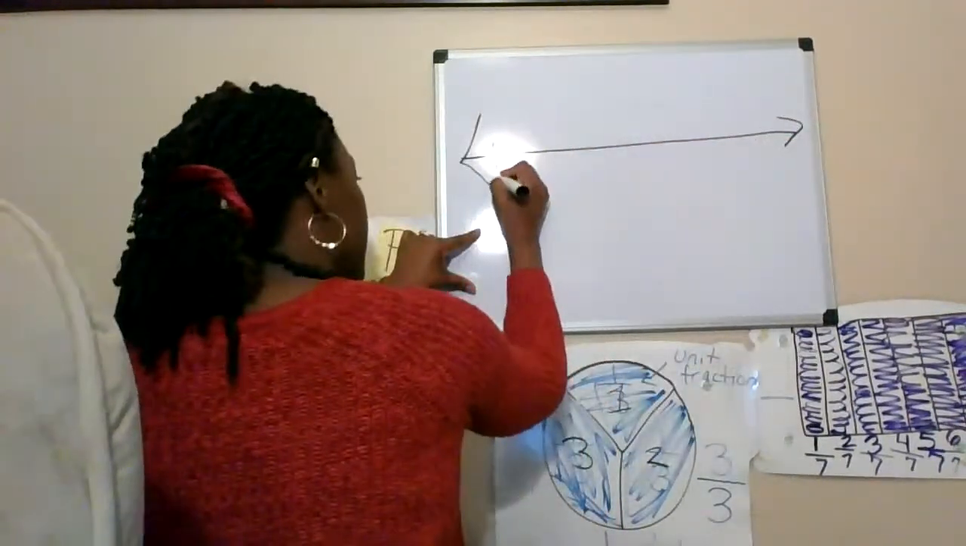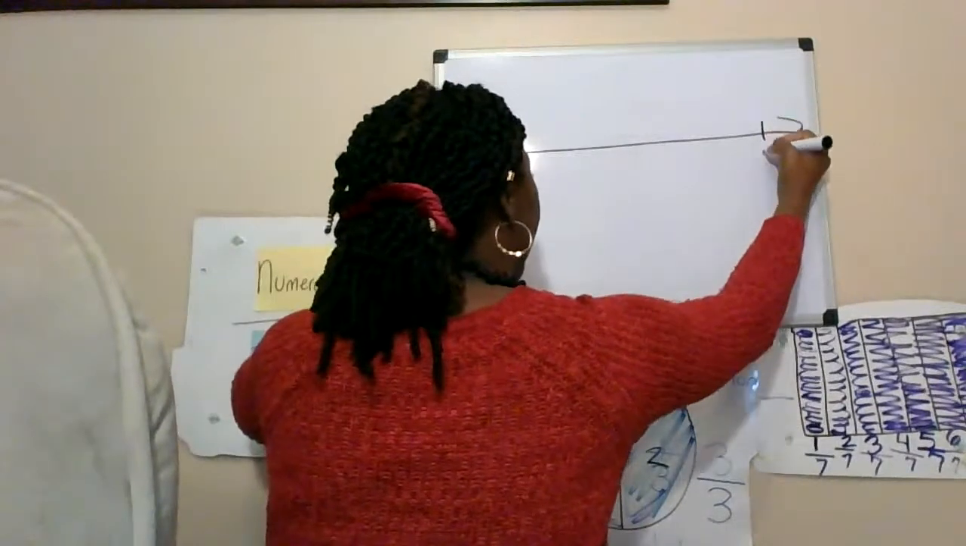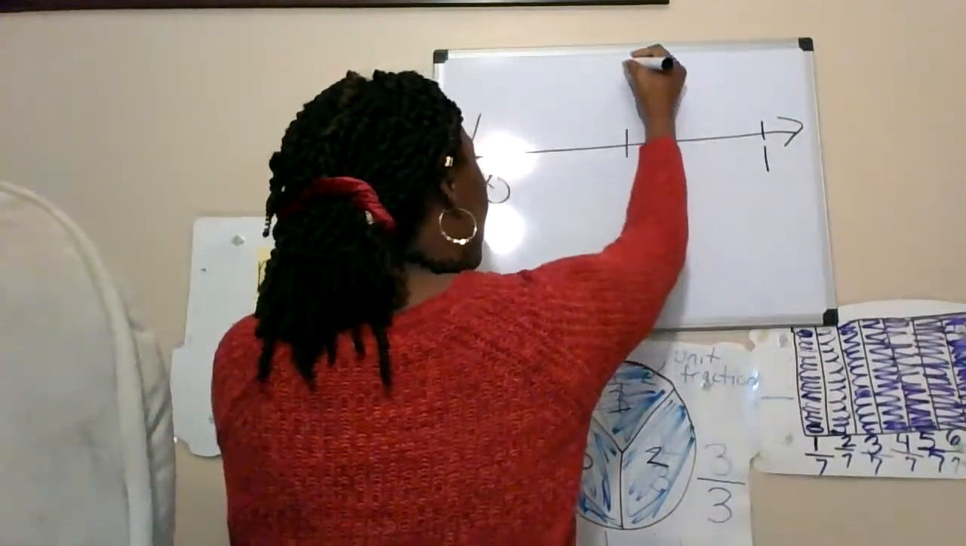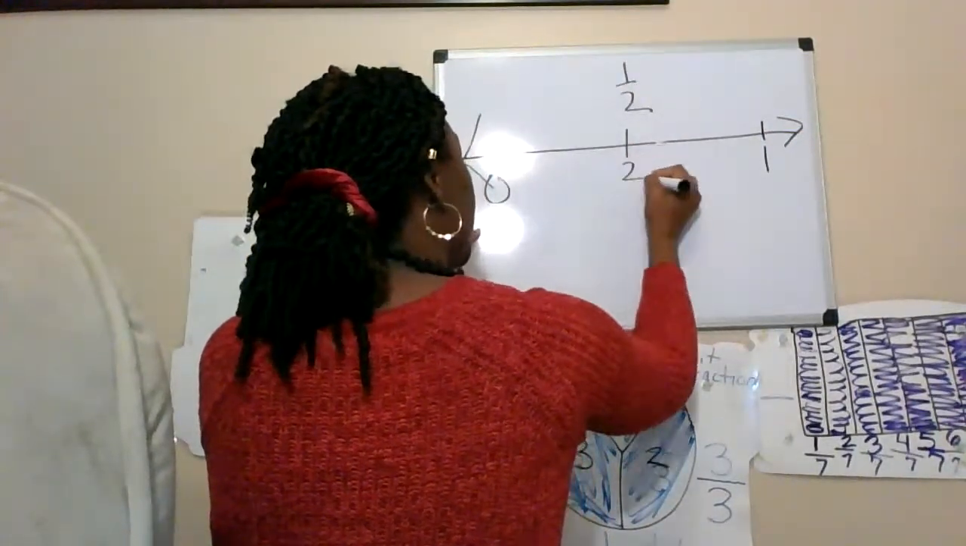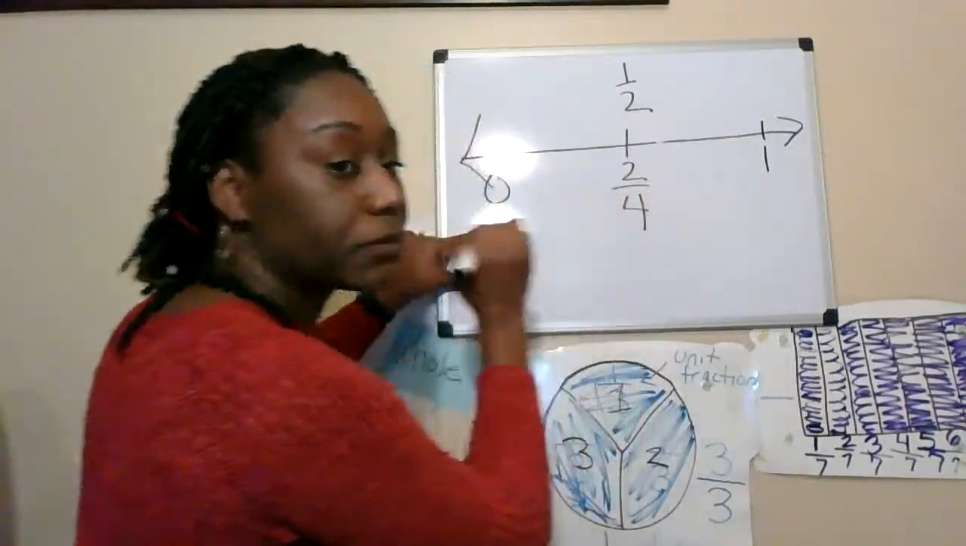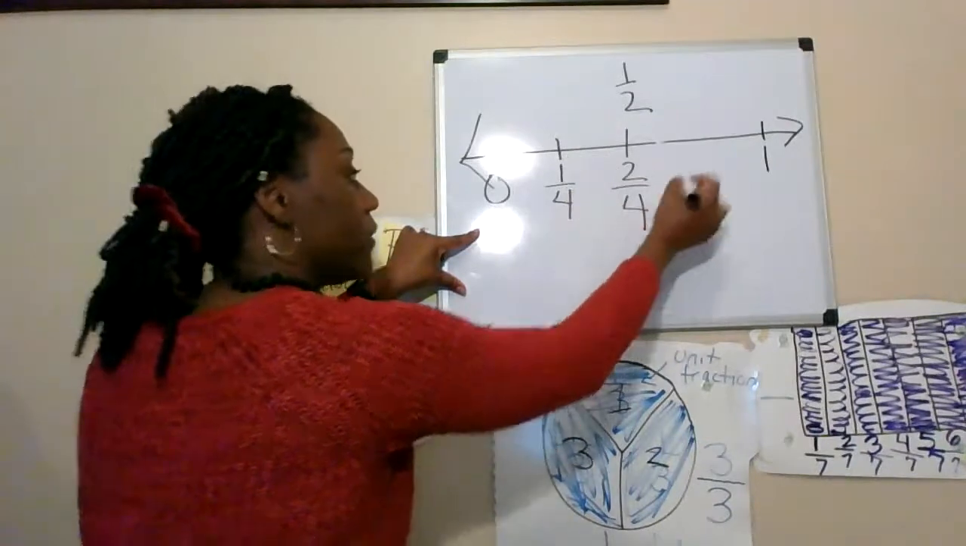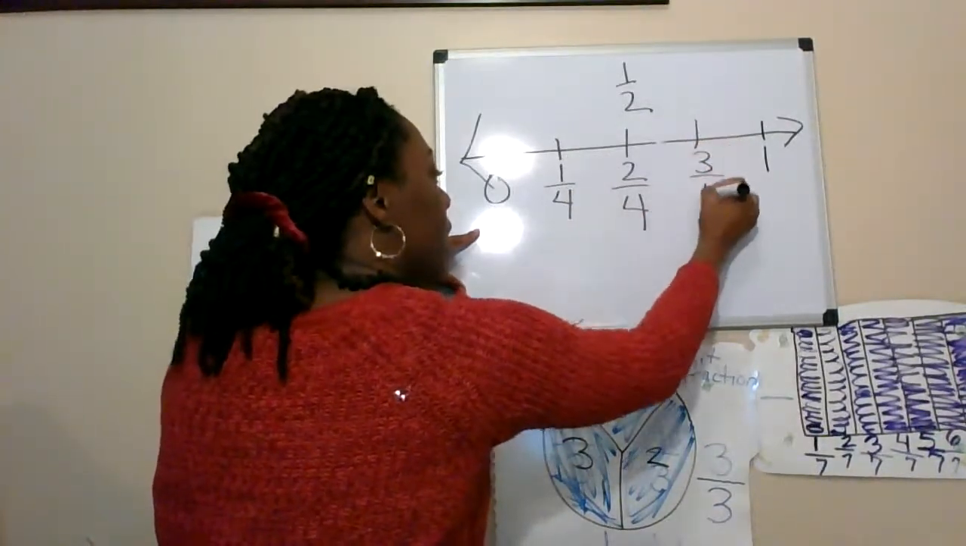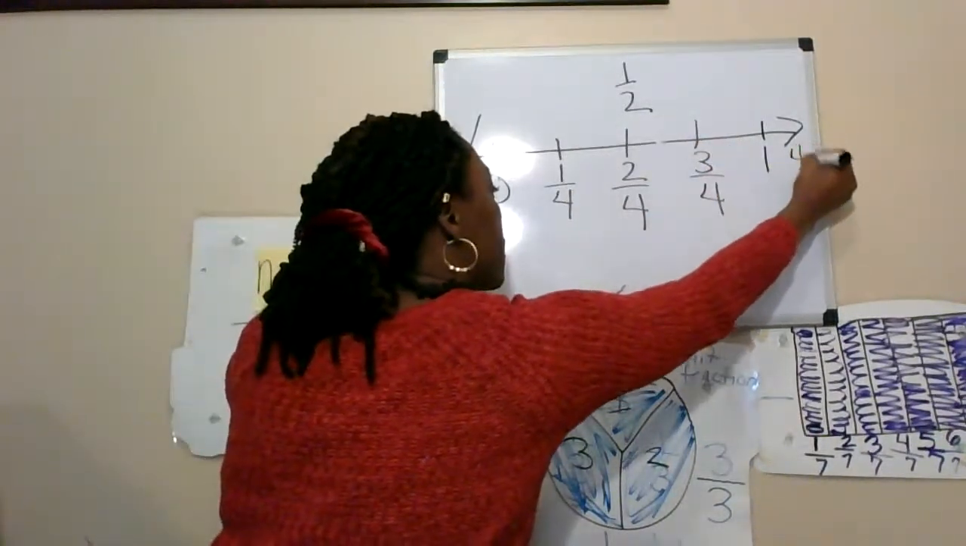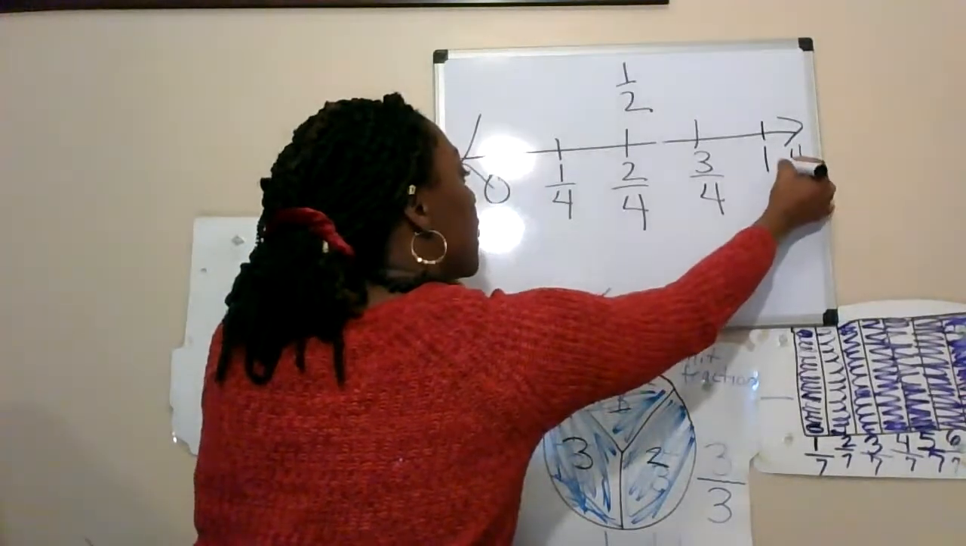Number line, 0, 1, 1/2 or 2/4. 1/4, 2/4, 3/4, 4/4, or 1.